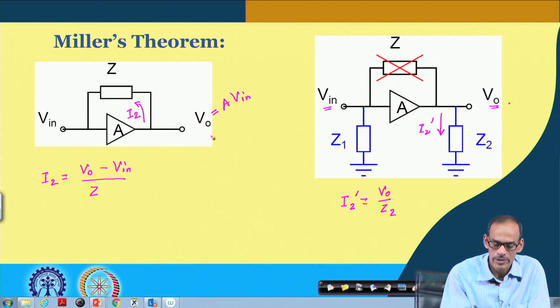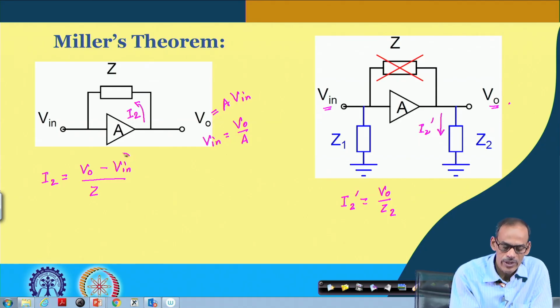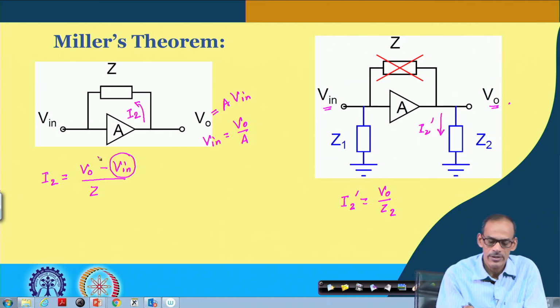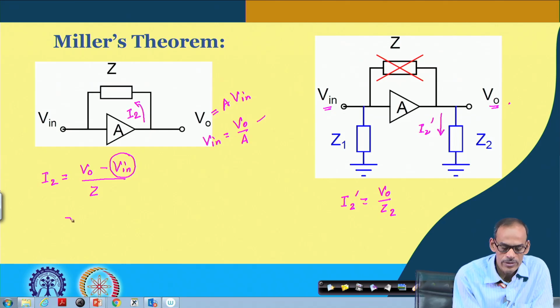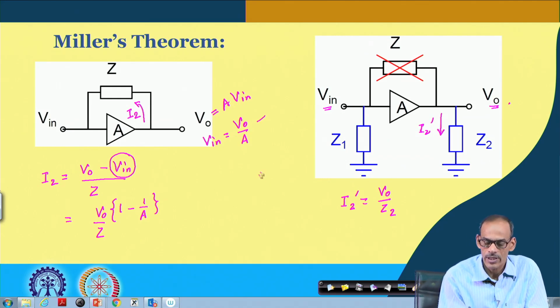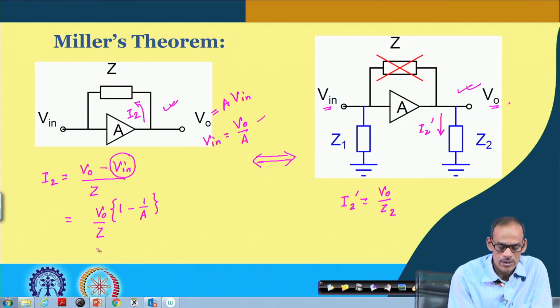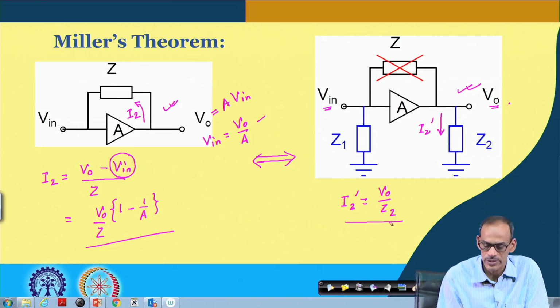In other words, we can write V in equals V o divided by A. So, this V in you can replace by this expression. So, what we are getting here is V o multiplied by 1 minus 1 by A, divided by Z. Again, if I say that these two circuits are equivalent for this output port, then this current and this current expression should be equal.